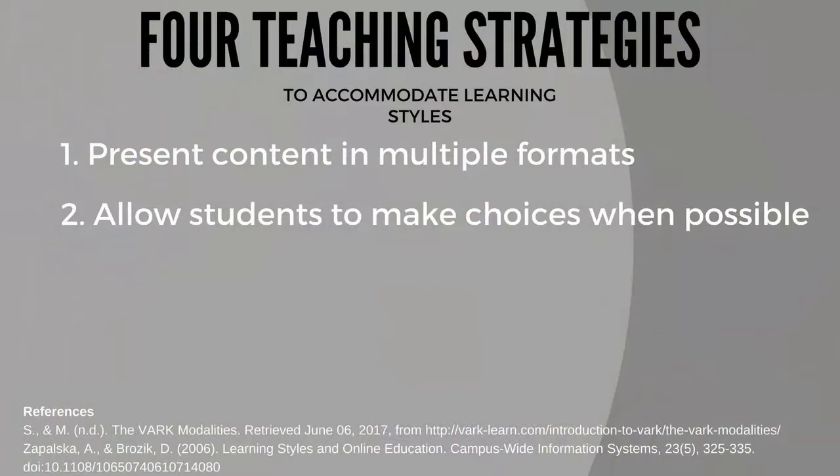Second, allow students to make choices when possible. So for example, if you have an assignment, maybe give students a couple of different choices of ways that they could fulfill that learning outcome, that learning objective. So for example, maybe let students decide if they would like to complete a virtual field trip of a historic site, or if they would prefer to read some articles or primary documents about that site and write a paper.